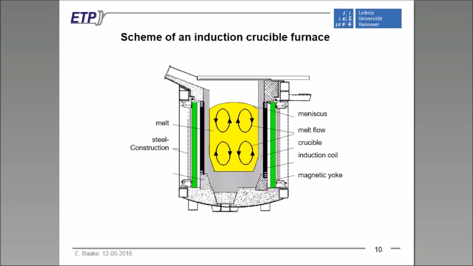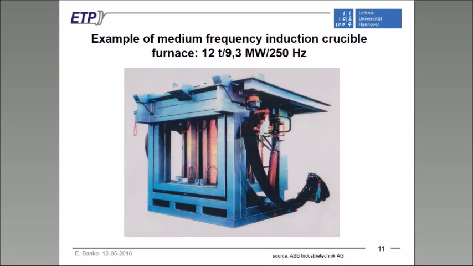These furnaces can be built in very large units, up to 40 tons, for example, for gray cast iron, and the power rates can be up to 24 megawatts. So they are really high power units. And you can see on this slide an example of the real construction of such a medium frequency induction crucible furnace, which runs with a frequency of 250 hertz. And you see this is a furnace for gray cast iron with a capacity of 12 ton and a power of 9.3 megawatt. After melting the whole content, the furnace can be tilted, so the melt can be cast into a container, for example, or into the mold, wherever.